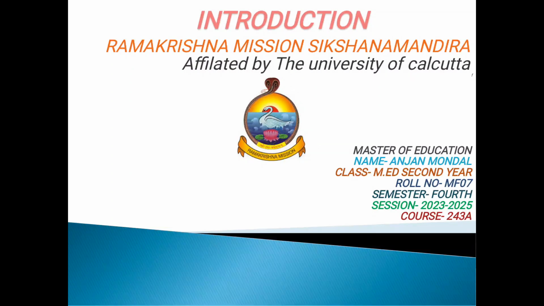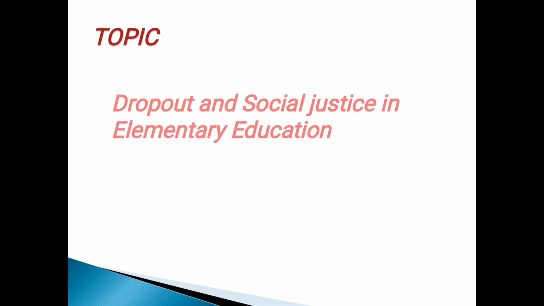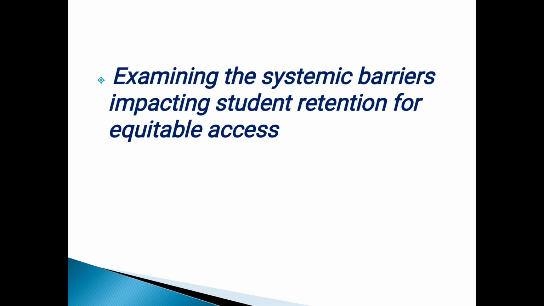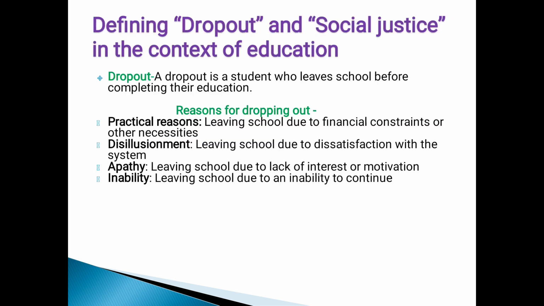2024-25. Now, I am going to discuss dropout and social justice in elementary education. I am going to examine the systemic barriers impacting student retention for equitable access. So here is the definition of dropout and social justice in the context of education.